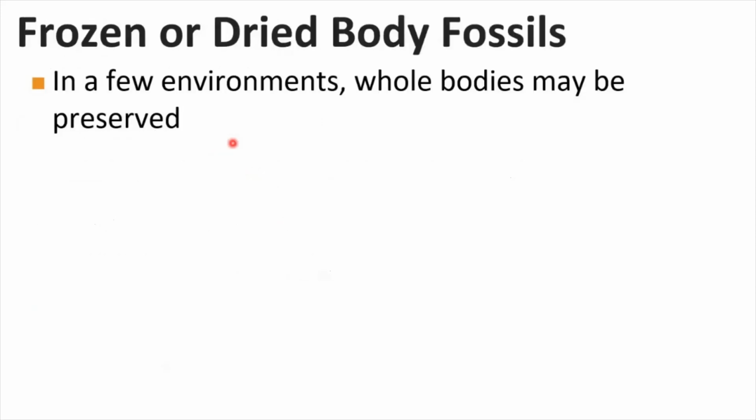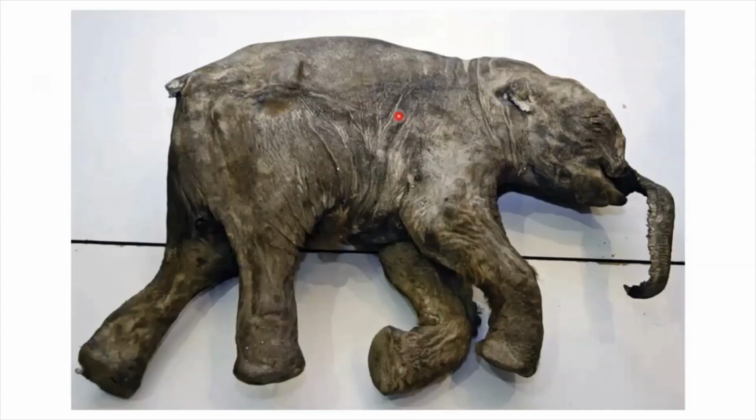So the first is frozen or dried body fossils. These happen in a few environments where you have whole bodies that may be preserved. This is a frozen body fossil. This is of a frozen mammoth. The soft body material has been preserved. Now you would want to keep this under ice conditions, and this could have a very horrible smell because it still could rot.